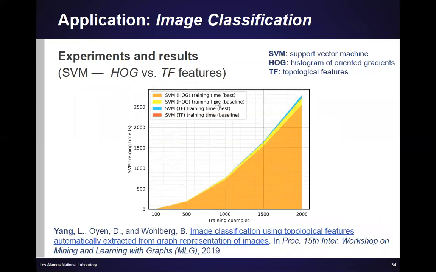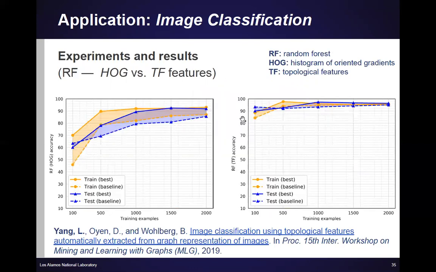Also, our method, the topological features, is very fast to train. It needs only a small chunk of time, even for the best models. But when using HOG features, the best models require a lot of time, much more time to train compared with the topological features.